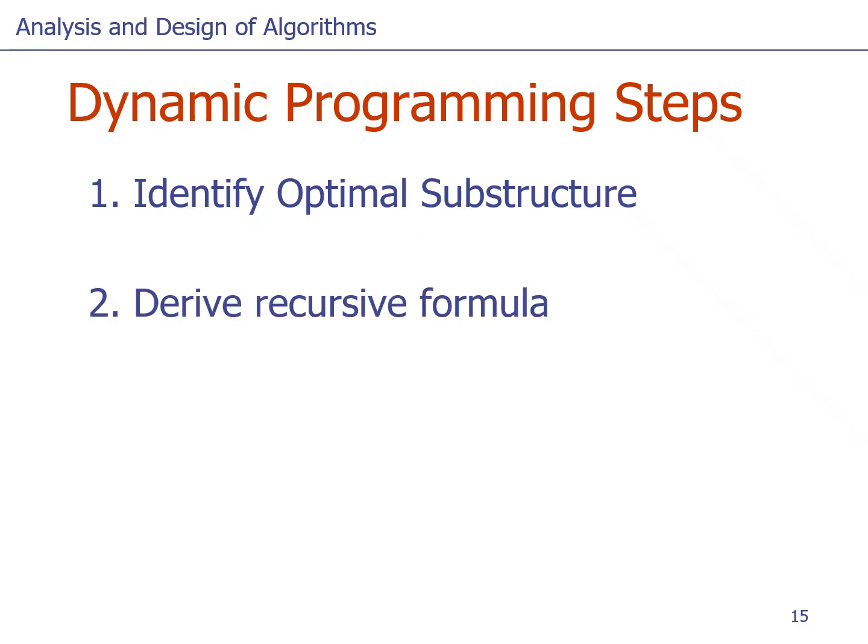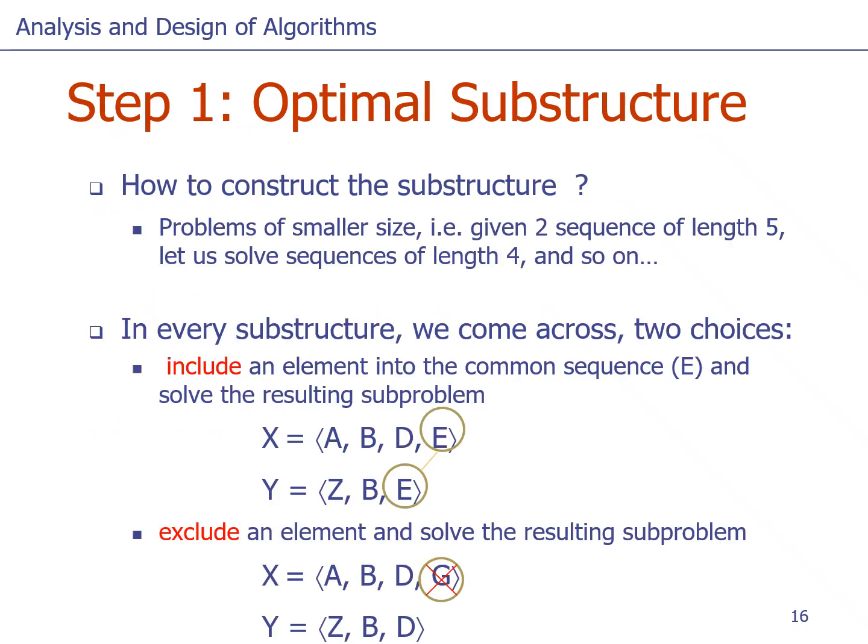Now we're going to devise the recursive formulation, which comes from our knowledge of the repeating subproblems, the problems that will keep showing up over and over again. And finally we solve, or basically we fill in the tree. So, how to construct the substructure? I've already described that. It says problems of smaller size, i.e. given 2 sequences of length 5, let us solve sequences of length 4, and so on. And to solve length 4, let us solve sequences of length 3.